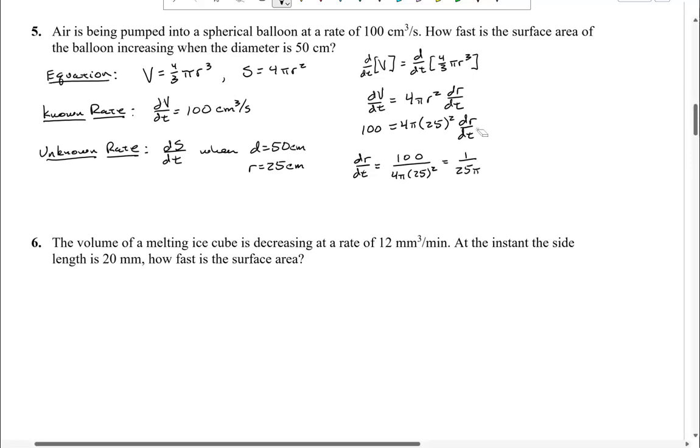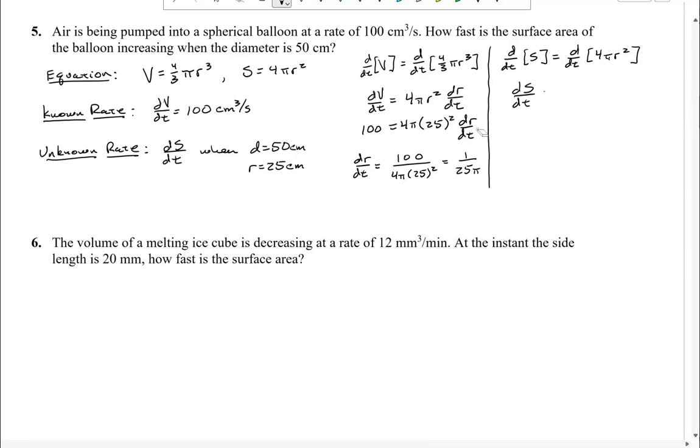And we get 1 over 25 pi. But notice, we don't want dr/dt, we're trying to find dS/dt. So now, let's go ahead and take a look at what happens when we take the derivative with respect to time of our surface area equation. So now we have dS/dt equals 8 pi r dr/dt.